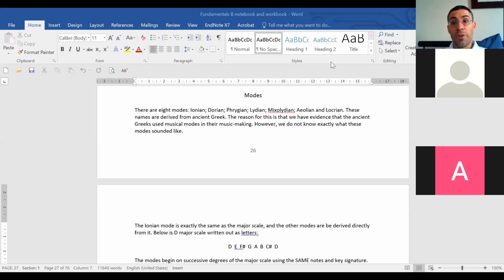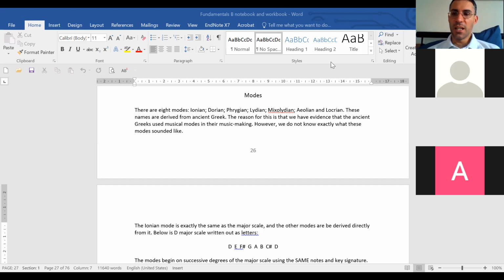So you'll remember that we discovered that there are 8 modes, or actually 7 modes, okay? And they've got these interesting names: Ionian, Dorian, Phrygian, Lydian, Mixolydian, Aeolian, and Locrian. And we've already learned that the Ionian mode is the major scale, and the Aeolian mode is the natural minor scale. So we've already learned 2 of the modes.